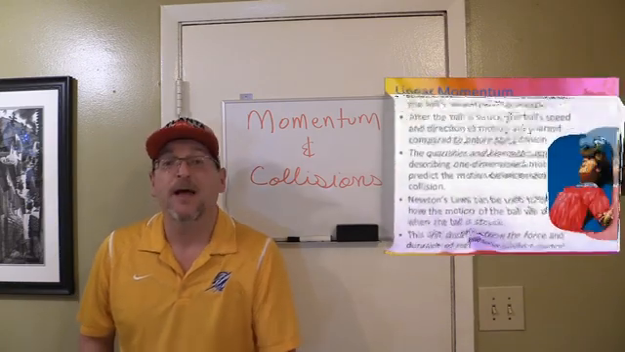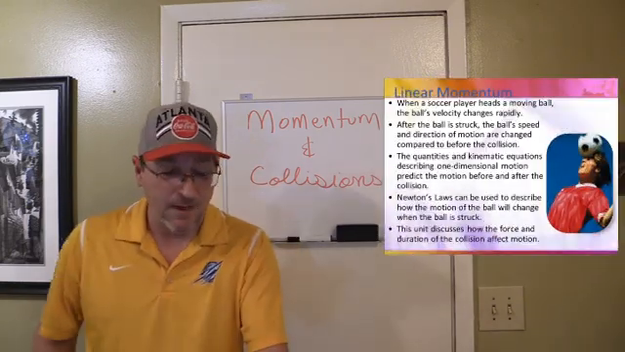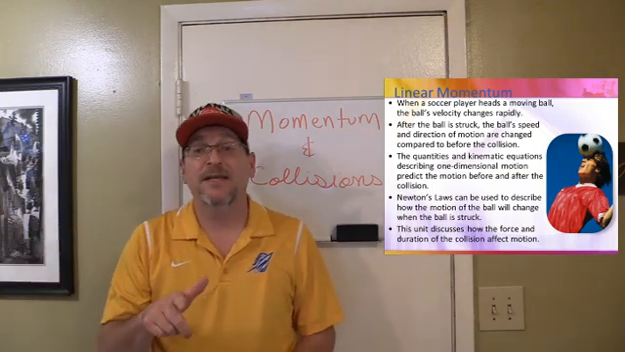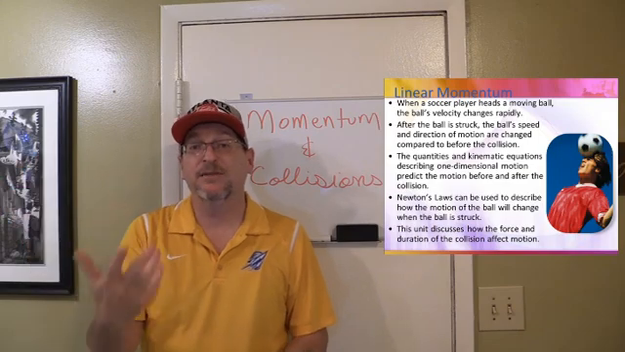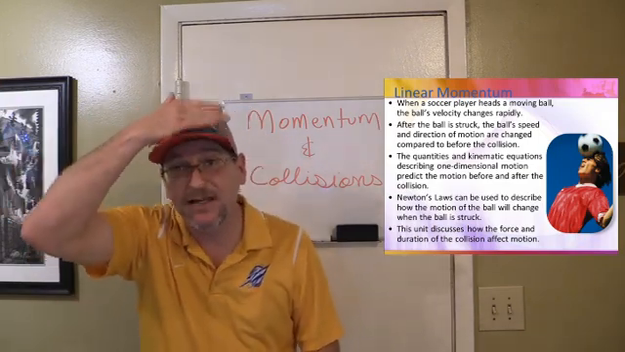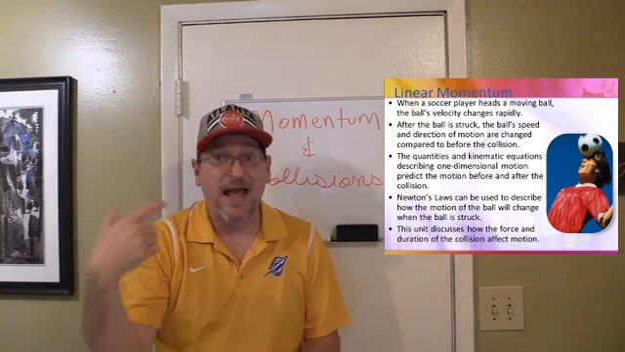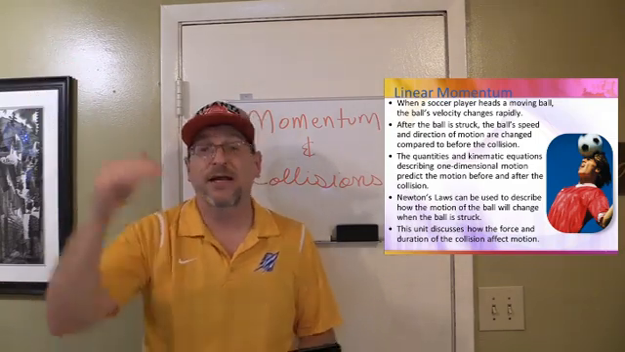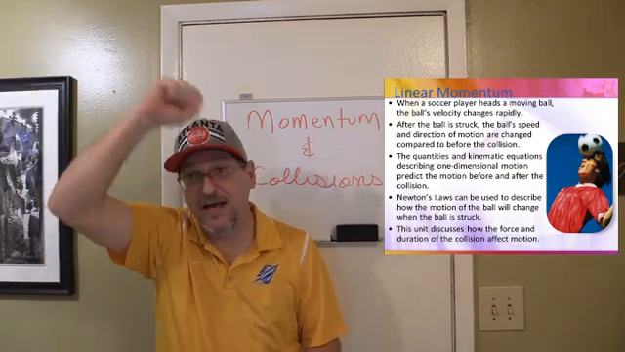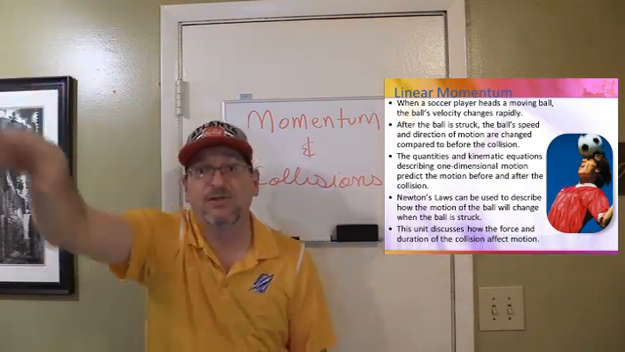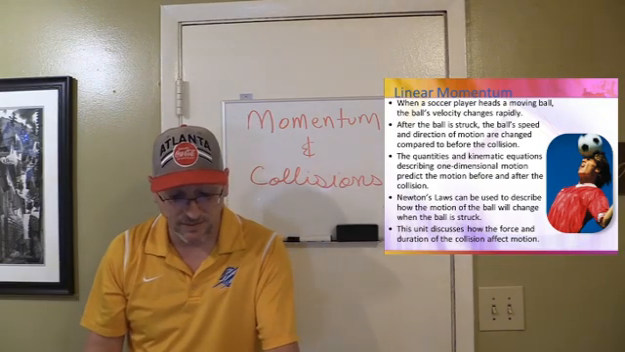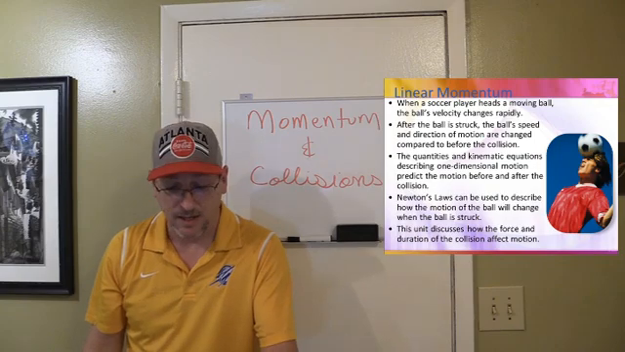When a soccer player headbutts a moving ball, the ball's velocity changes very rapidly. First of all, remember that velocity is a vector, so the direction is part of the velocity. So when the ball is coming in and the person headbutts it, it changes direction. It's going from a positive to a negative. As it hits your head, it's coming in at positive, it shoots off at a negative velocity. So there's a huge change in velocity that takes place during that little headbutt.